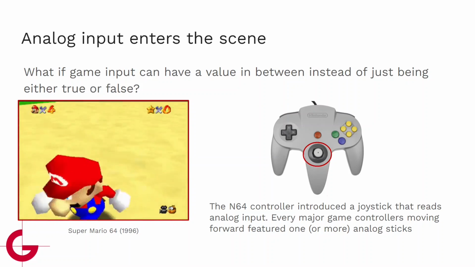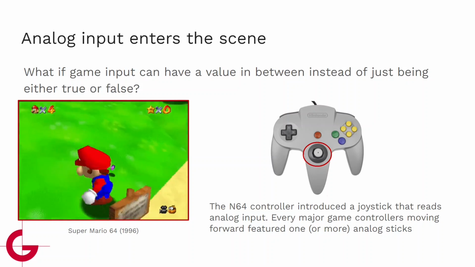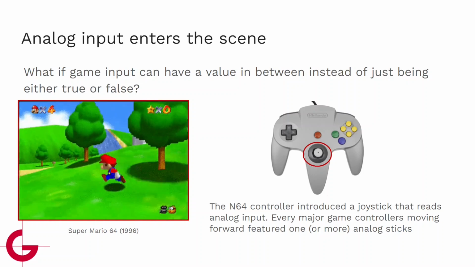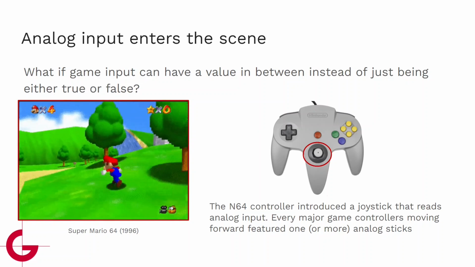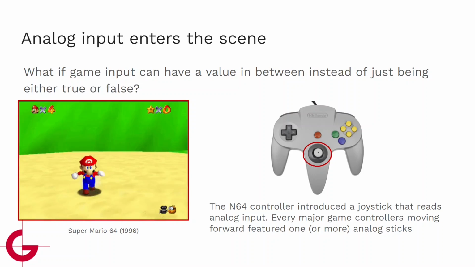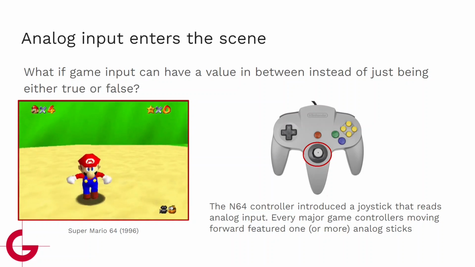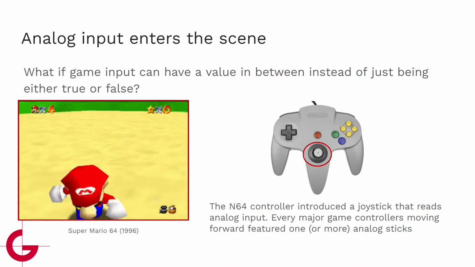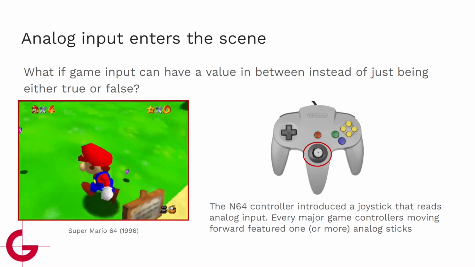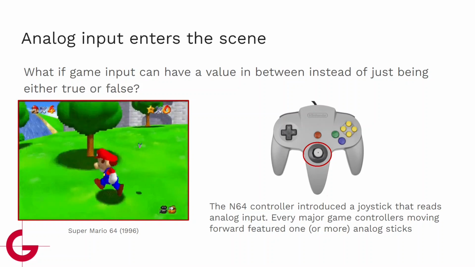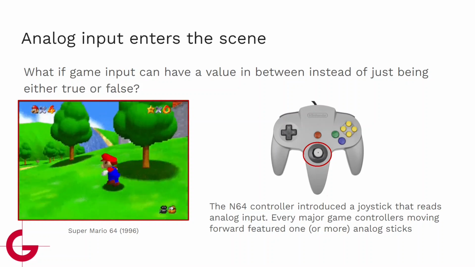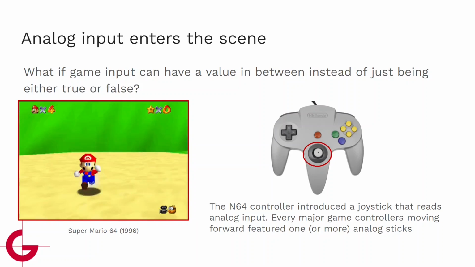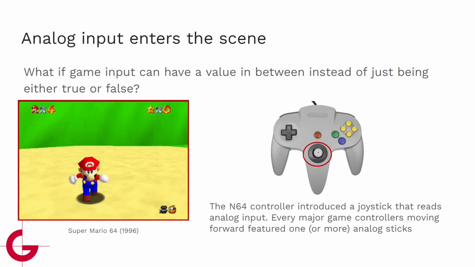So the Nintendo 64 controller famously introduced an analog stick. And Super Mario 64 is, I think, the best game that showcases how this analog stick is used. Mario is able to run around 360 degrees, very, very natural. So that's the analog stick, and this is one of the most important innovations in game controllers, because every major game controller moving forward has featured an analog stick in one way or another.